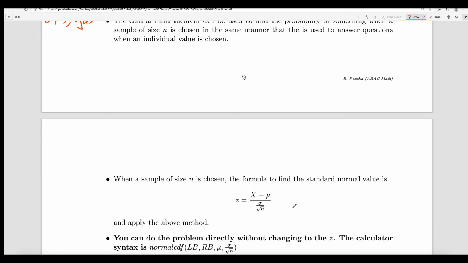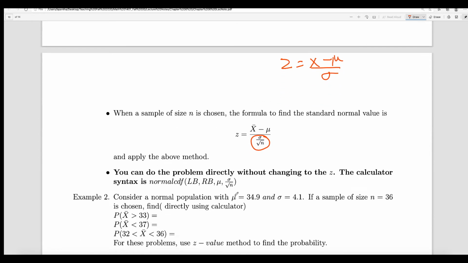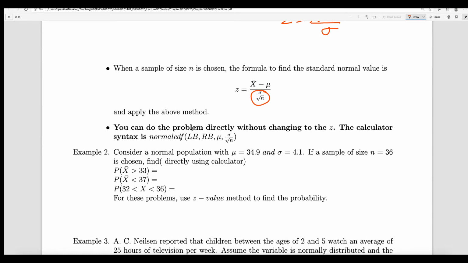Now again, there are two different methods. One is the z-value method, the other is the direct method. Previously, we had z equals x minus mu over sigma. But now we will have z equals x bar minus mu over sigma over root n, because the question will ask about x bar. Instead of sigma, we will have sigma over root n now. I will show you both methods. You can do the problem directly, as we did previously, or you can use the z-value method. Okay, let us see that.